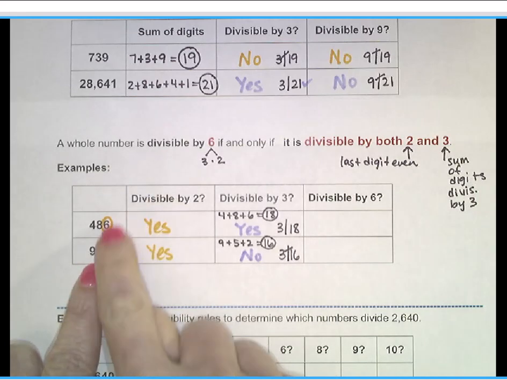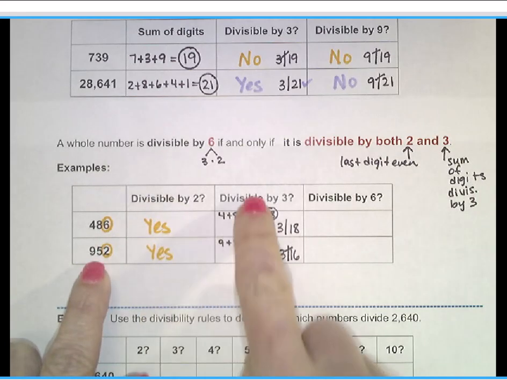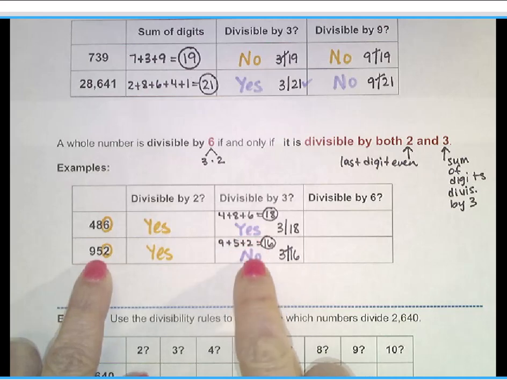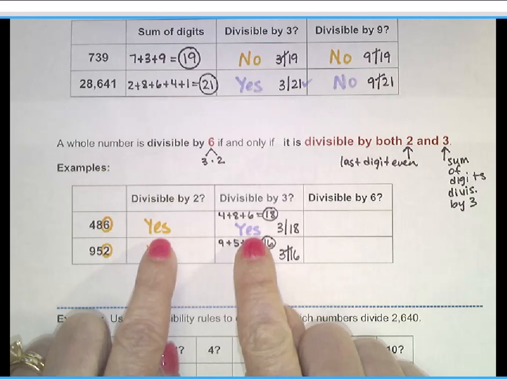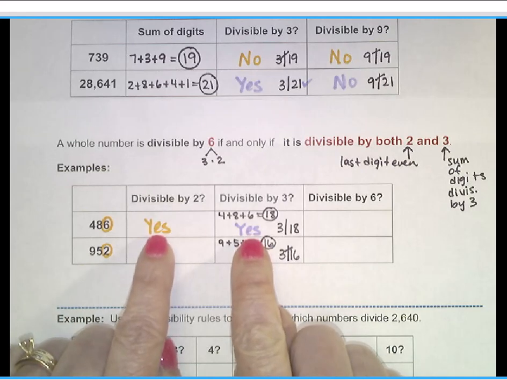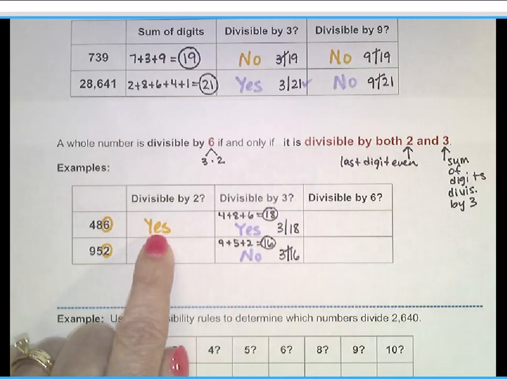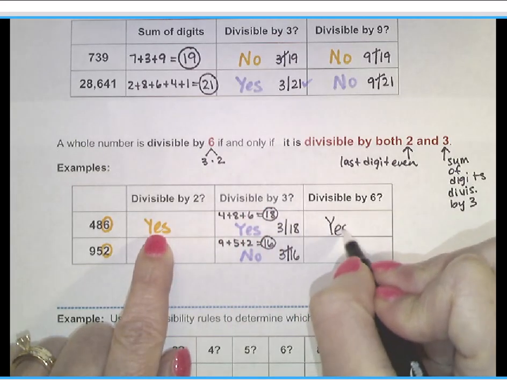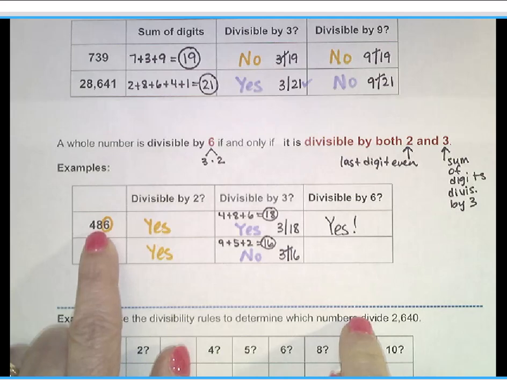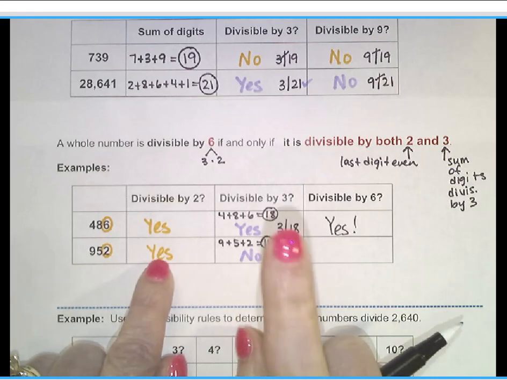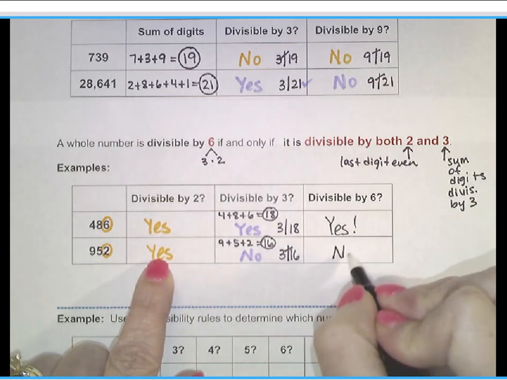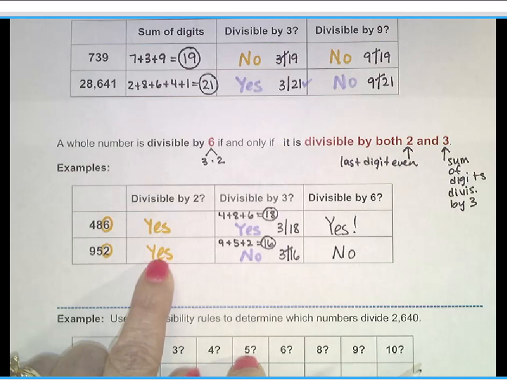So both numbers are divisible by 2. Only the first number is divisible by 3. So if you want a number to be divisible by 6, you have to have answered yes for both of the previous tests. So since 2 divides it and 3 divides it, that means 6 is going to divide 486. For this one, 2 divides it, but 3 doesn't, so 6 will not.